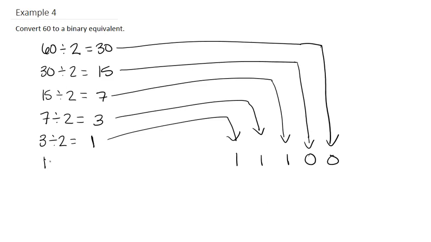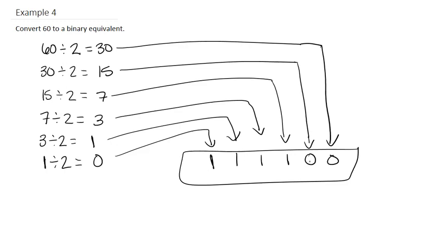Then we go 1 divided by 2. That is 0 as our whole number, and then a half. So we have a remainder of 1. This will be 0 because it's the whole number, and then we place a 1 because it has a remainder here. So our binary equivalent of 60 is 111100.